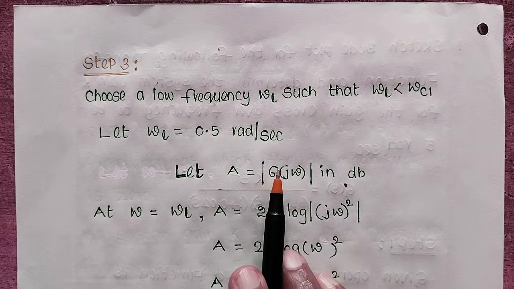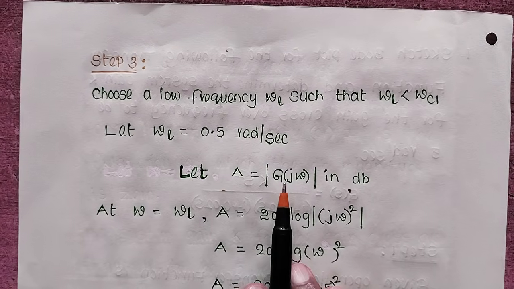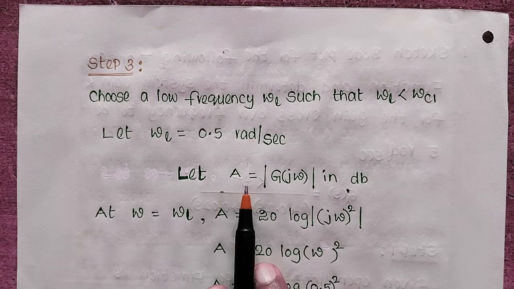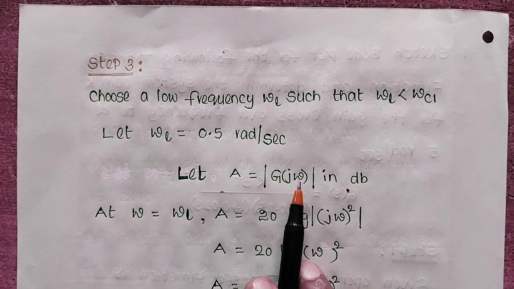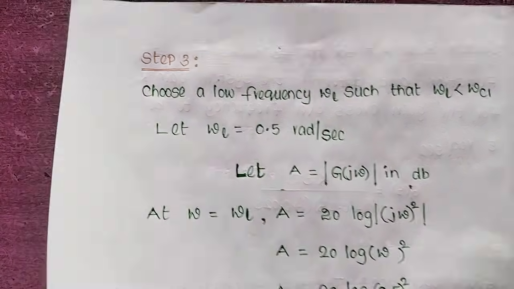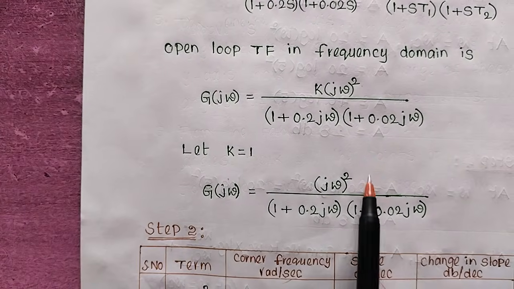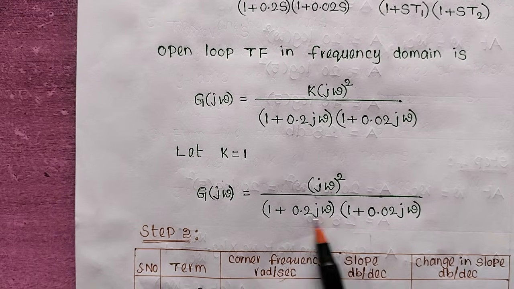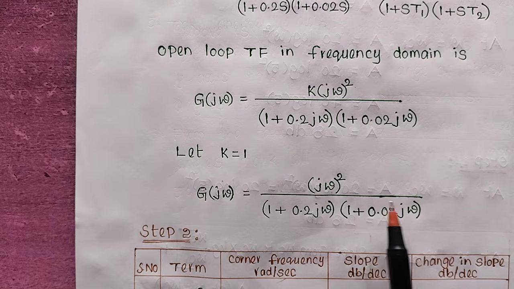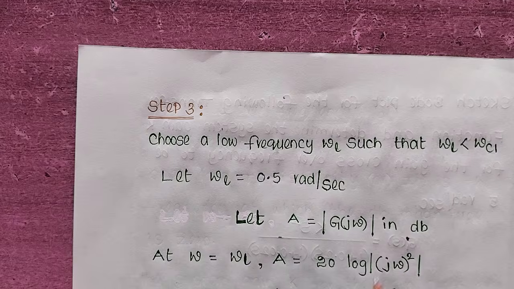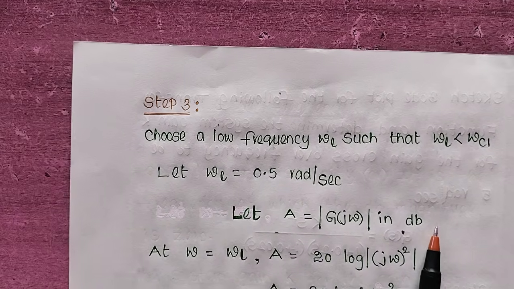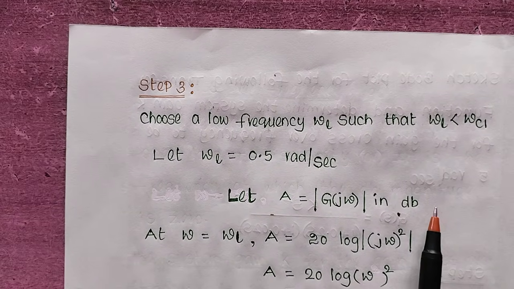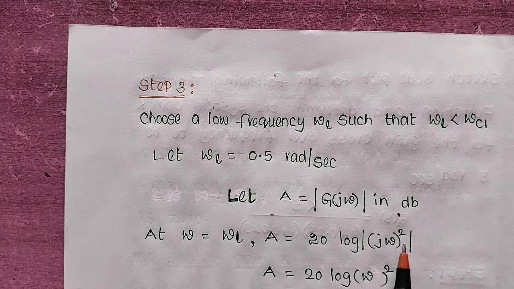Now we have to find the magnitude at omega L and omega C1. So let A equal to the magnitude of G of j omega in decibels. Here we have to draw a magnitude plot for this transfer function and also a phase plot for this function. Now we are focusing on the magnitude plot. In decibels means for the magnitude we have to take log and after that multiply with 20 to get decibels.